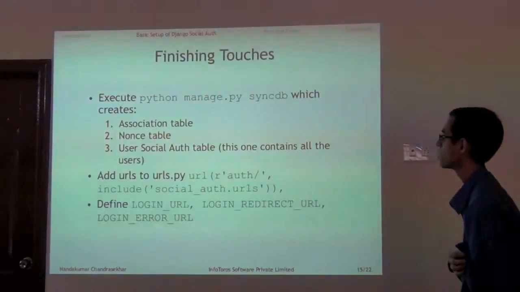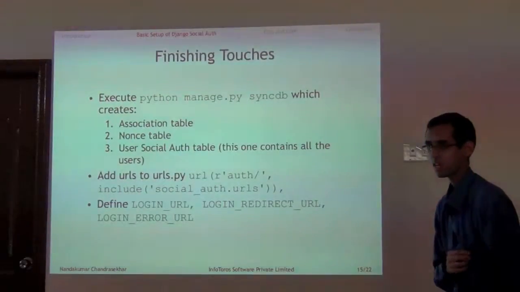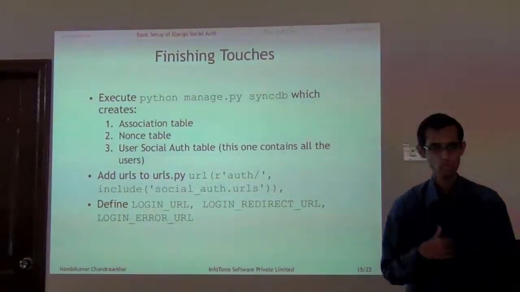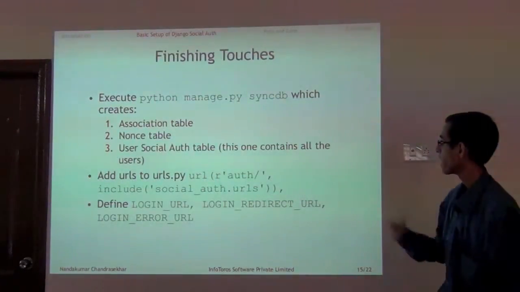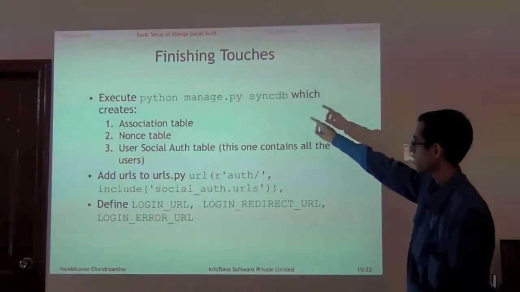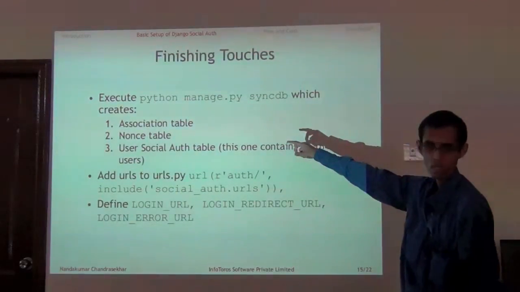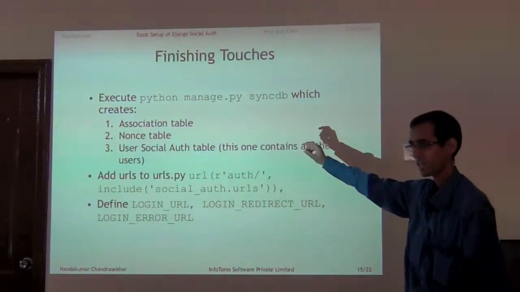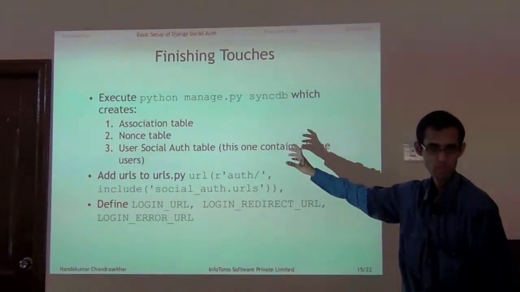Next one, please. So finishing touches. Now, django-social-auth adds some tables to your database. So you have to do a syncdb. You add the association table and the nonce table. These are transient data, so they are pretty much empty most of the time.